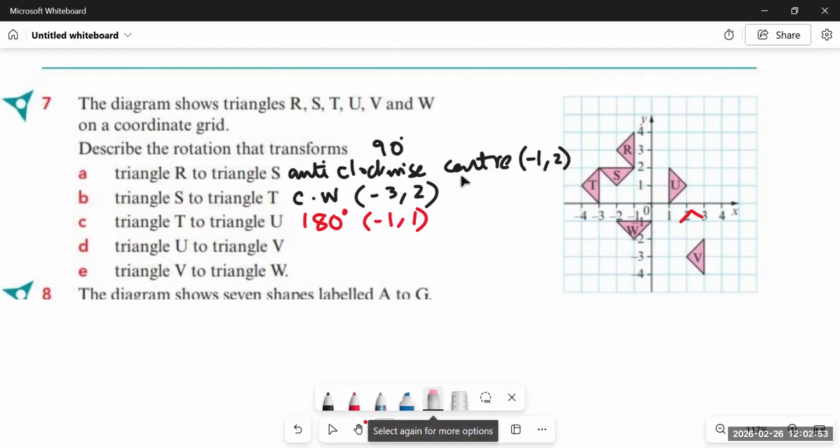So triangle U to V is here. Let's take corresponding sides, this one to this one. Okay, U to V. It's this rotation, right? Here's a 90-degree and it's clockwise.